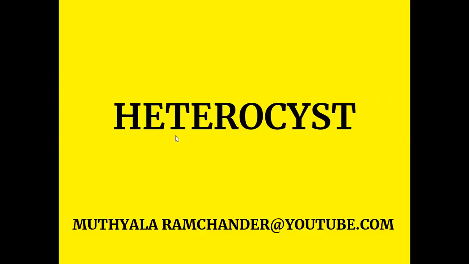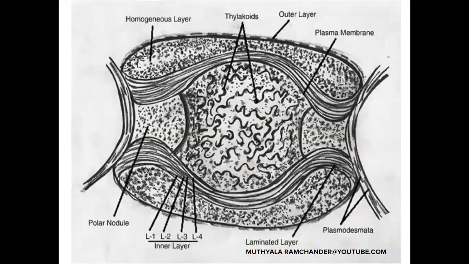And we'll discuss the heterocyst. Hetero means different, cyst means cell. Different cells present in the cyanobacterial filament are called heterocysts. They are present between two normal vegetative cells and are connected with the vegetative cells by polar nodules, which are present at both sides.